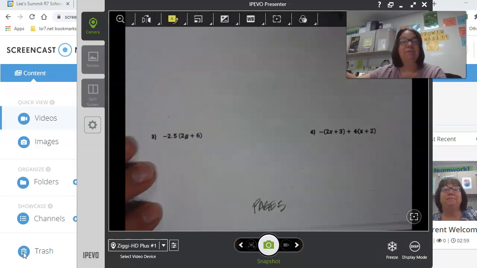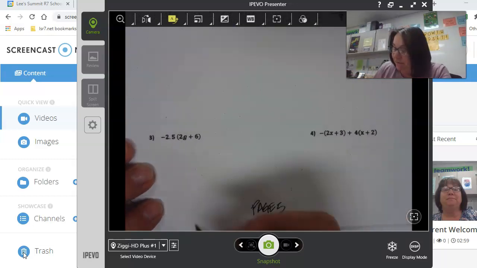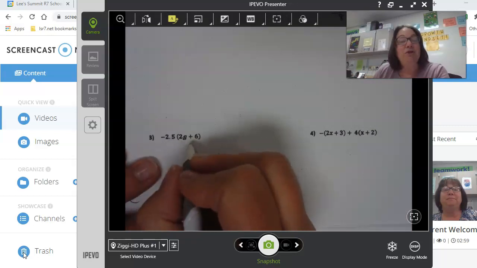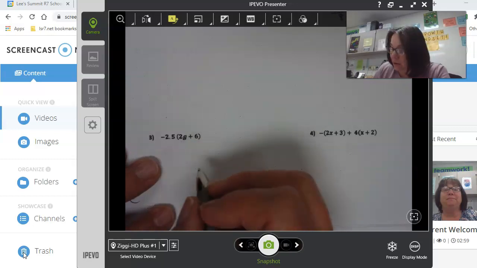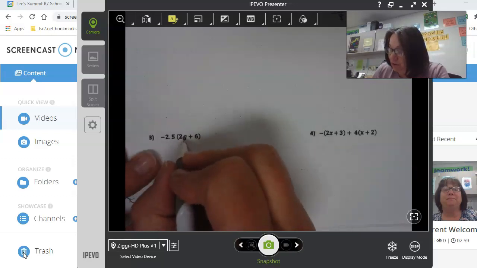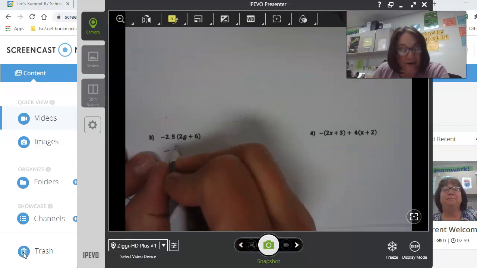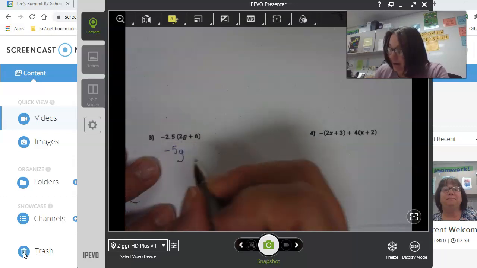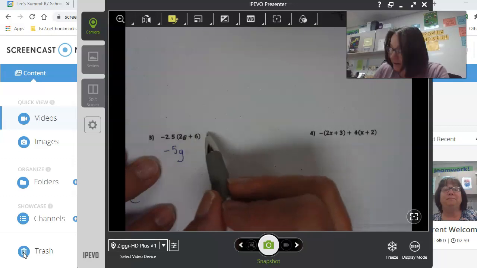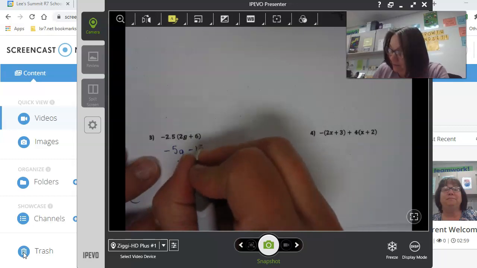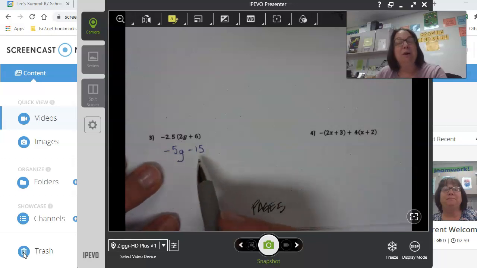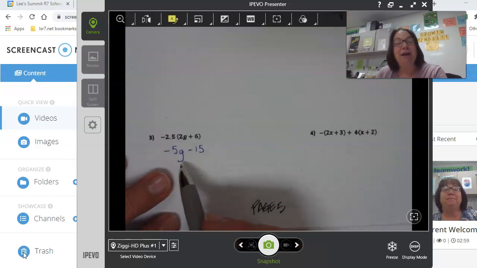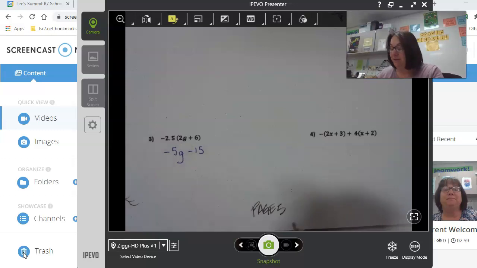Okay, number 3. What do we have? We have the distributive property. So I want you to go ahead and distribute and then tell me what that would be. Come back. So negative 2.5 times 2 would be a negative 5g, and negative 2.5 times 6 is a negative 15. Now, there is nothing I can combine here because one term has a variable and the other term doesn't. So I'm going to leave it just like it is.